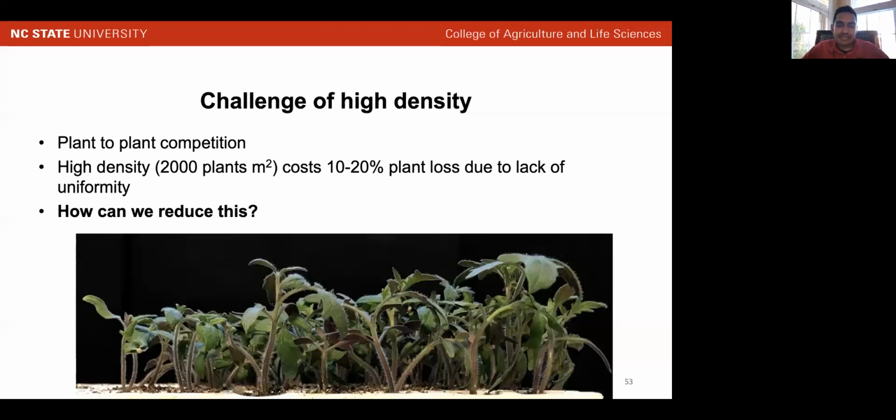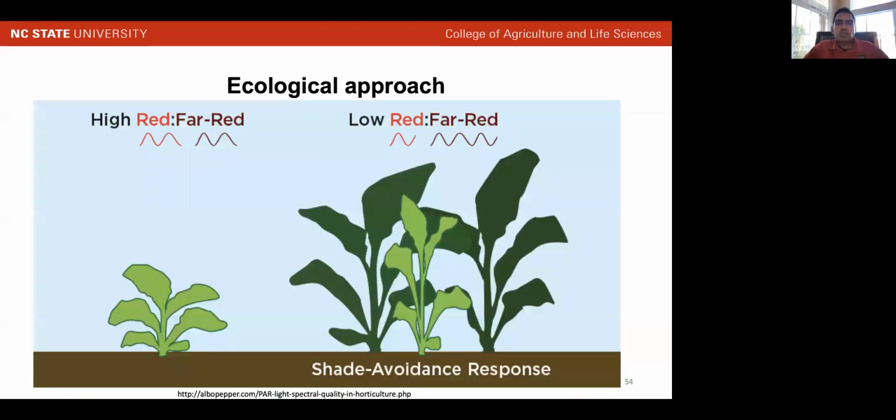But I see it has a problem. So can we use an ecological approach, using light signaling to increase that uniformity? For example, you have a plant here on your left that is exposed to the sun. It has an equal red to far red ratio, and the plant doesn't have a signal to stretch, so it stays compact. On your right, you have a plant that is shaded by two different plants.